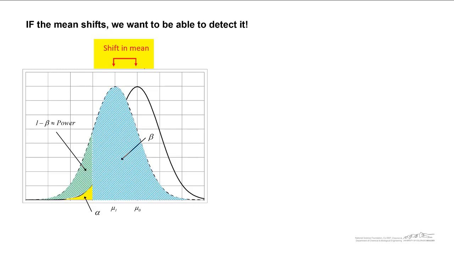The probability of successfully detecting that the mean has shifted, what is that known as? That's right, the power of a test is the probability that you will correctly identify that the mean has shifted. In other words, you correctly accept the alternate hypothesis when in fact it is true.